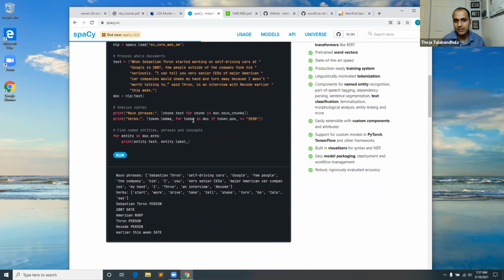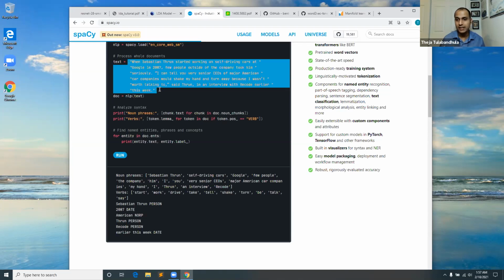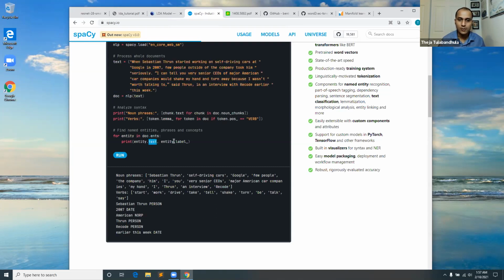Or from this doc, look at every token, basically every word roughly, and check if that word is a verb. And how do we get this? This NLP operation already gives a certain representation of this text such that you can get the verbs, nouns, and everything, and even which ones are entities. For example, doc.ents has the text and its label.